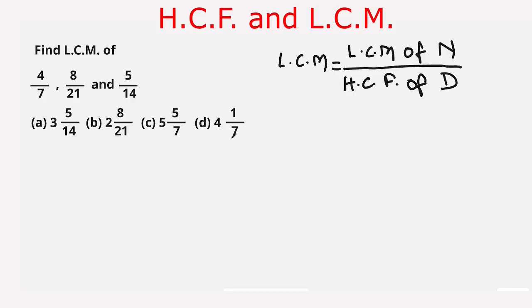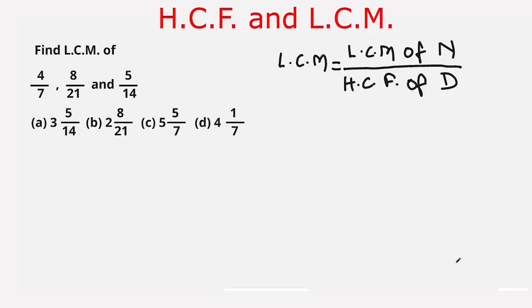In option D, the numerator will be 7 times 4 is 28 plus 1 is 29, and 29 is a prime number. So it cannot be the LCM of smaller numbers than 29. And the numbers of numerator are 4, 8 and 5. And LCM cannot be 29. So the only option left is option C, 5 whole and 5 upon 7.